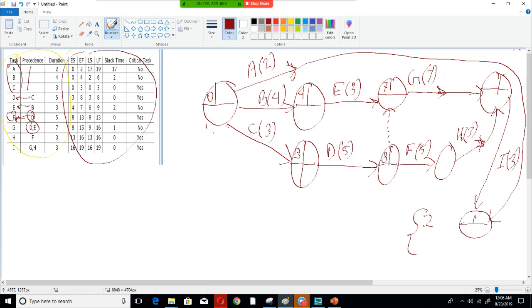Now if we take this path, it will be 7 plus 7, which is 14. Let me check the answers.